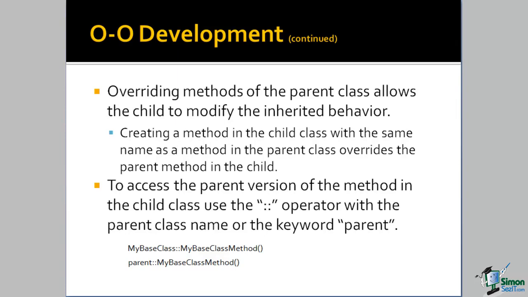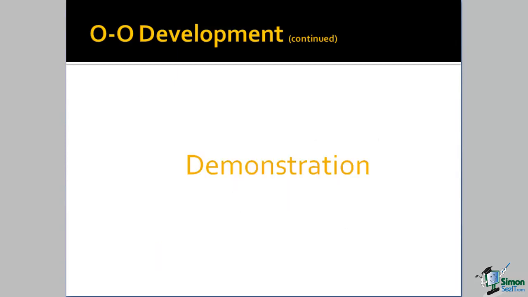However, there are circumstances where within the child class, we may want to access the functionality of the parent class method within our override method. To do this, we use the keyword parent and 2 colons, parent::, and the name of the base class method that we're calling. This tells the PHP preprocessor that we want to go up the hierarchy chain and execute the code in the parent's function of that name. So let's go look at some code.